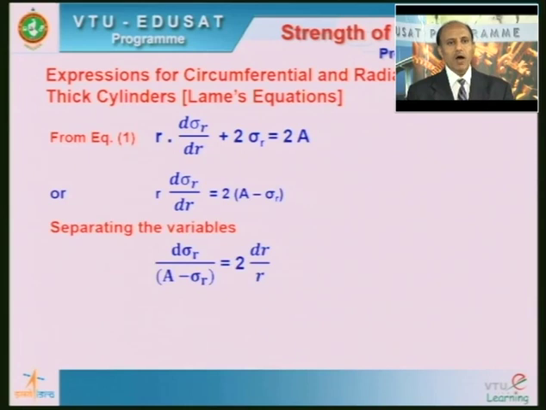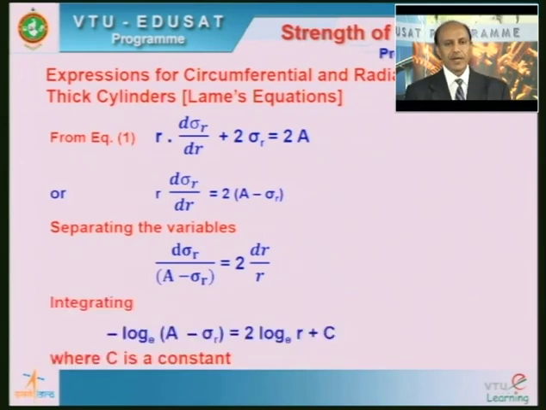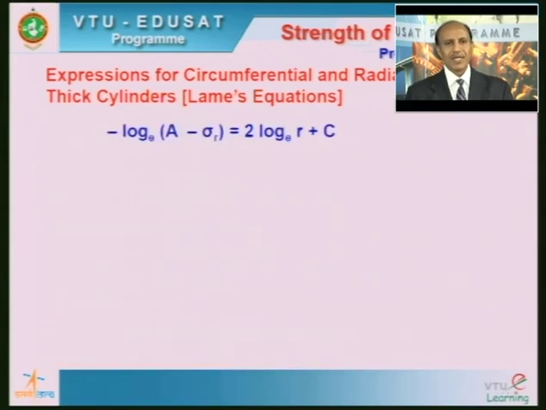Okay. And now, I am trying to separate the variables, right. So, that means I am going to rewrite that particular expression as d sigma R by A times A minus sigma R equal to 2 times dr by R. So, the next thing is I am just trying to integrate this particular expression. So, that would be minus log of A minus sigma R equal to 2 times log R plus C, where C is a constant. So, these are some very simple calculations that you can easily understand.